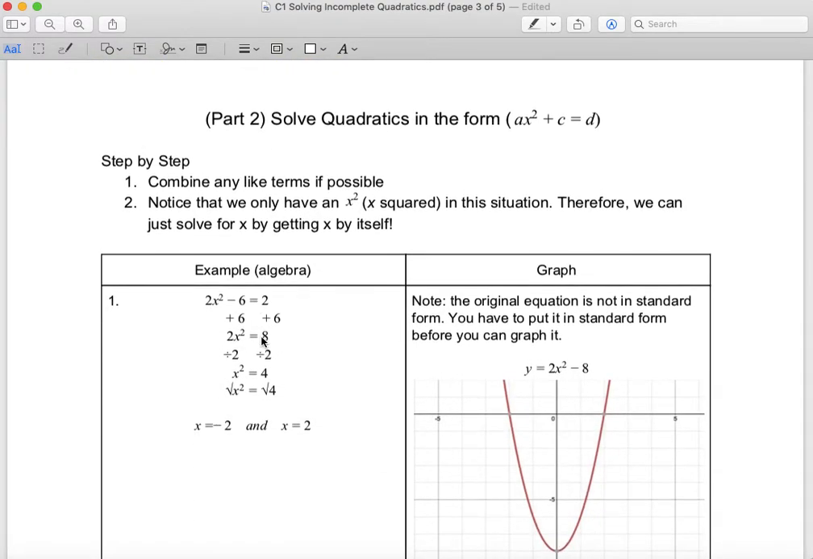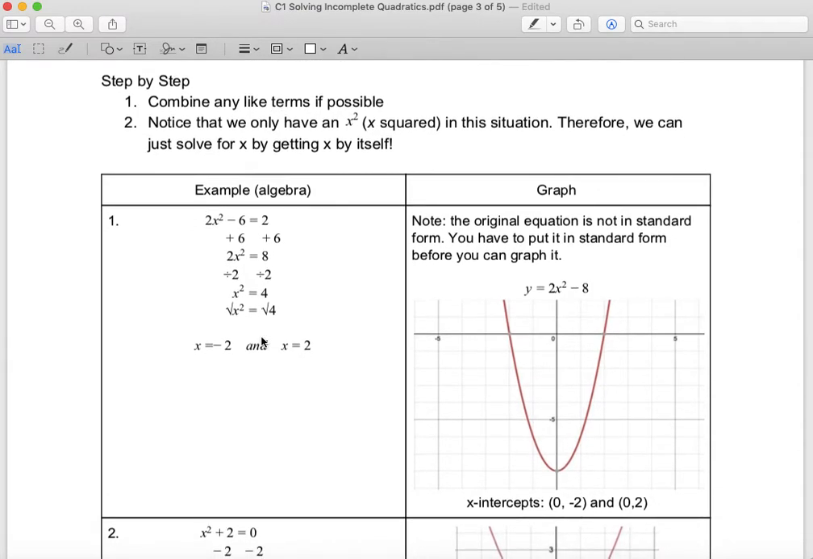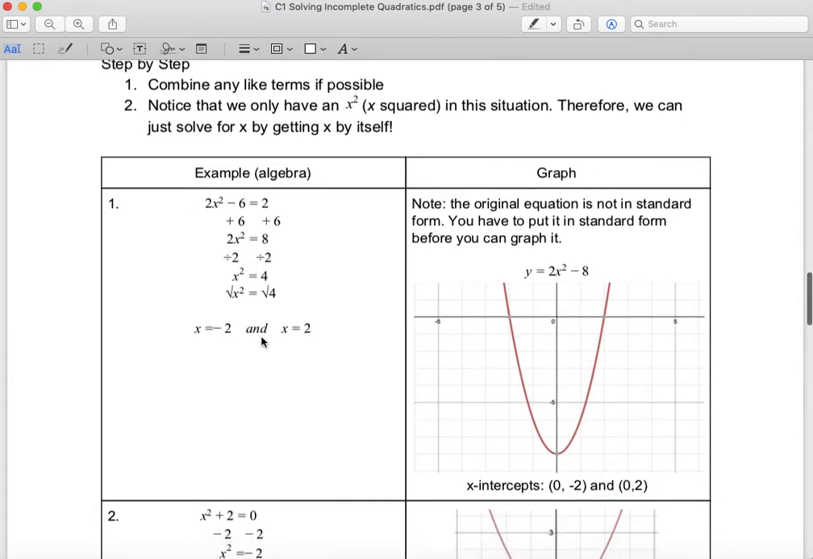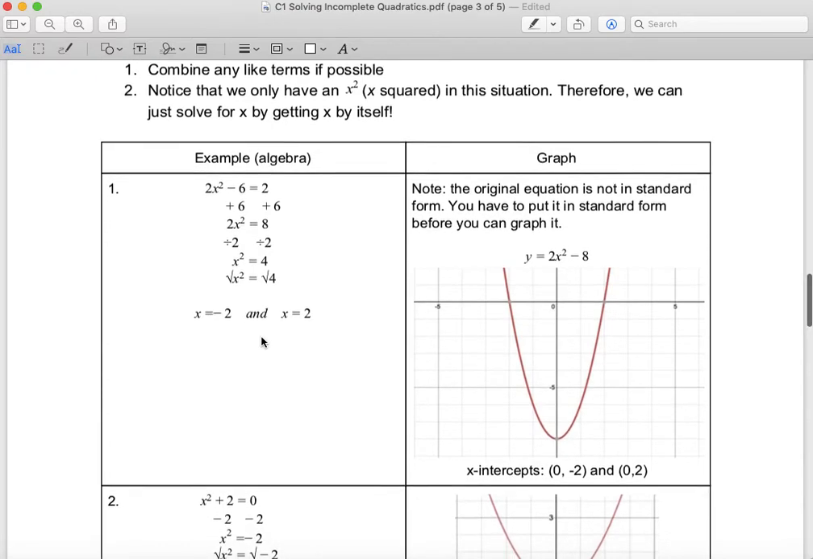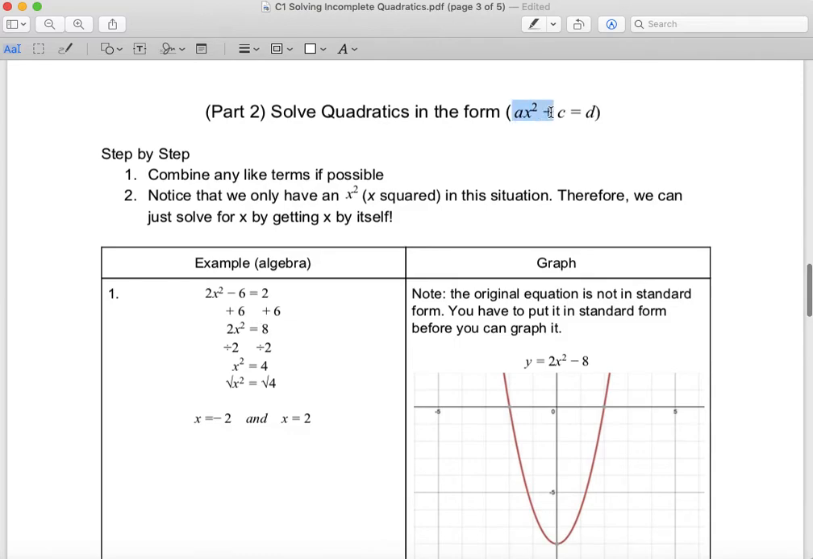Part 2 is by far, I'd say, the most straightforward way to solve a quadratic, because you don't need a formula, you don't need to do any special factoring or any methods like that. You just get to solve for x just like you normally would if you're just trying to isolate the x. So it's in the form of ax squared plus c is equal to d, so some number. And rather than putting it into standard form, we should move the c over to the d.